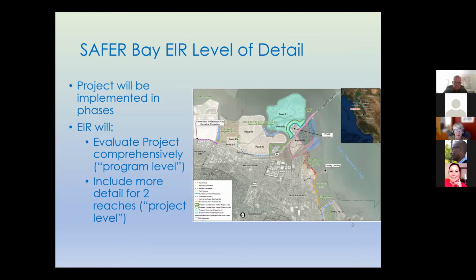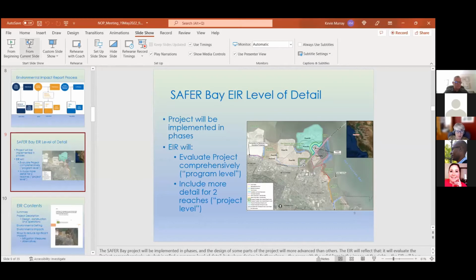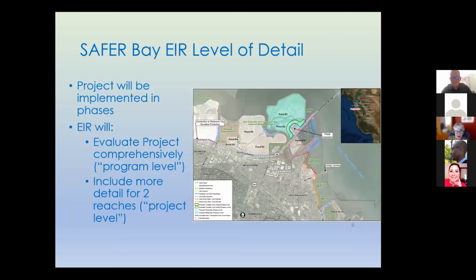While the EIR will evaluate the whole project comprehensively at what is called a program level of detail, where we have more information on design and construction, the analyses will be more detailed. We refer to that as a project level of detail. For example, we will have detailed information on daily construction vehicle trips for 2 of the reaches, and we'll be able to quantify air pollutant emissions for those vehicle trips. For other reaches, we'll make assumptions, but it won't be as accurate.